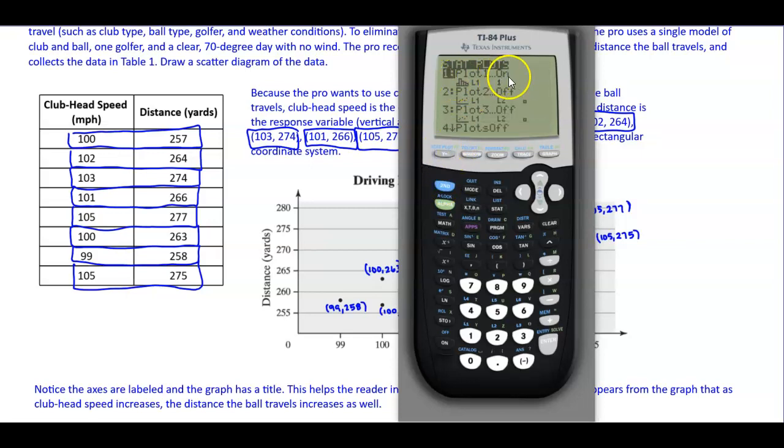And then we want to make sure the first one is on. So we're going to select number 1. We're going to hit Enter. Okay, we want to make sure the On is highlighted, so we want to make sure that that's blinking. Okay, so we want to select, there's 6 of them here.